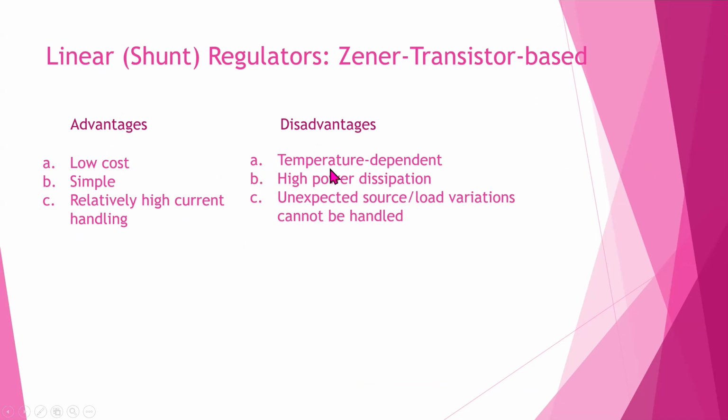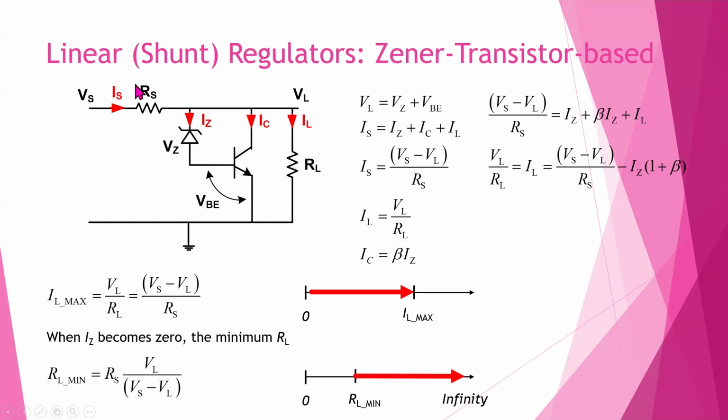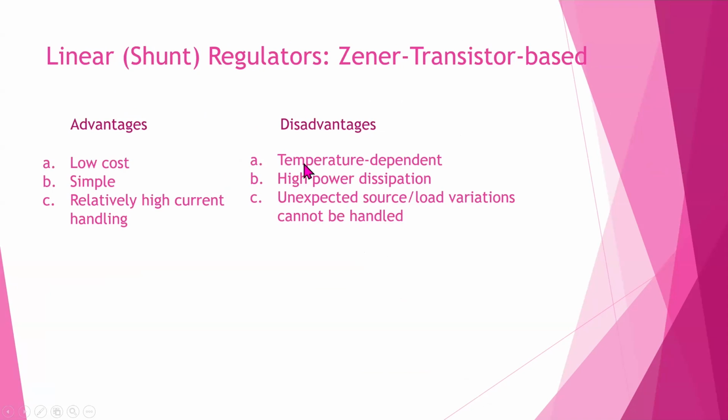Disadvantages: temperature dependent, high power dissipation. Now you can see the input current comes through the RS. Coming through the RS means there will be power dissipation in the RS. So high power dissipation. And also, unexpected source and load variation cannot be handled.